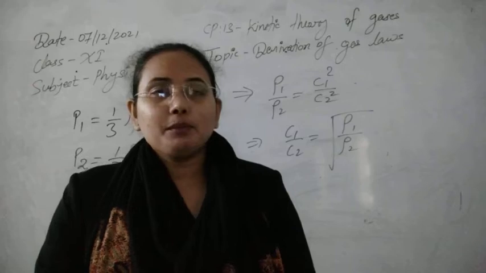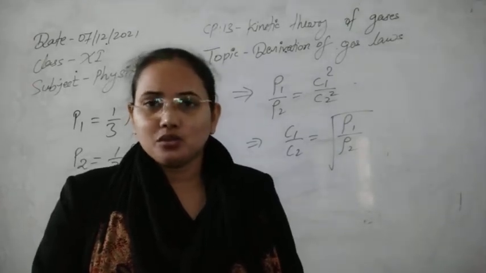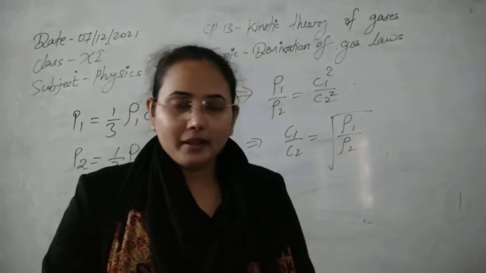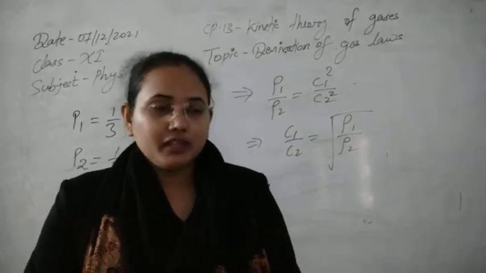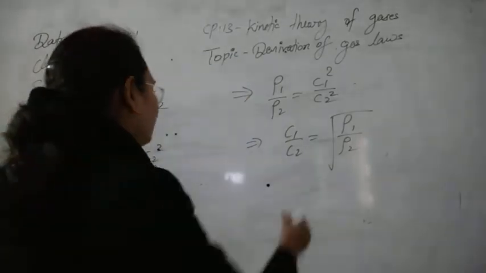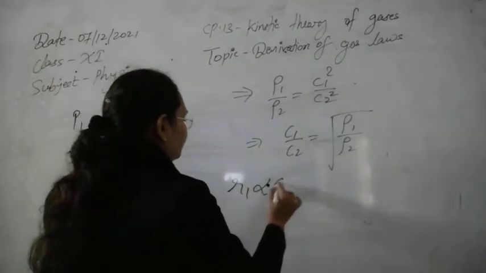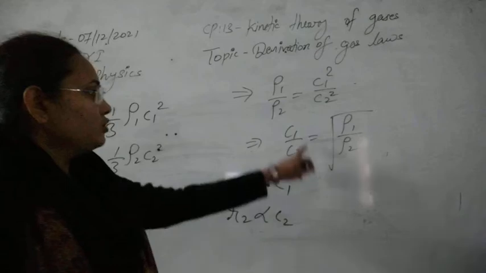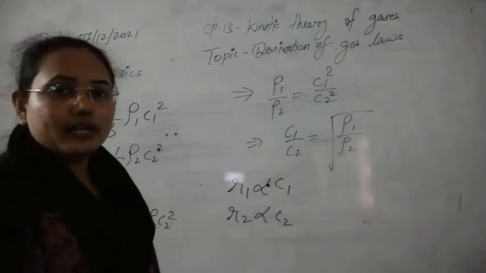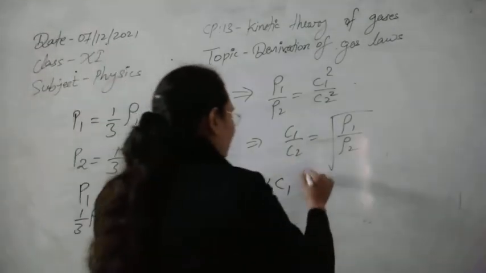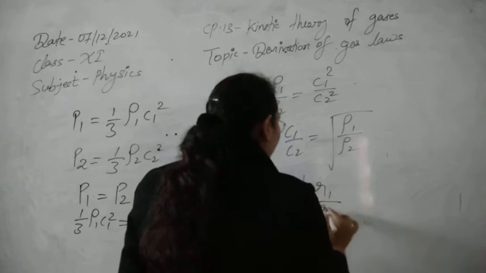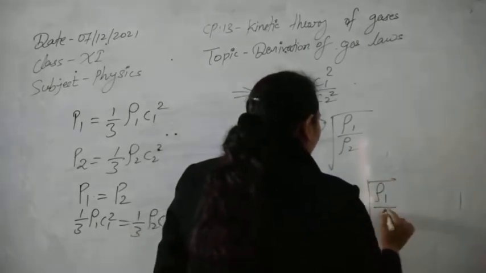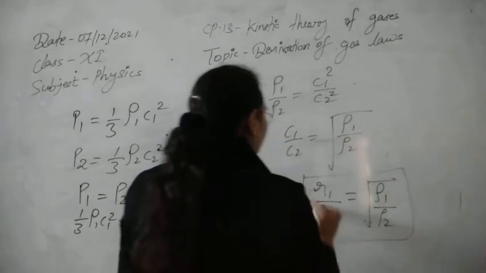So here, suppose r1 and r2 are the rates of diffusion of A and B respectively. Then we can write r1 is directly proportional to C1, r2 is directly proportional to C2. So in the place of C1 and C2 we can also write r1 and r2, and this is equal to root of ρ1 to ρ2.